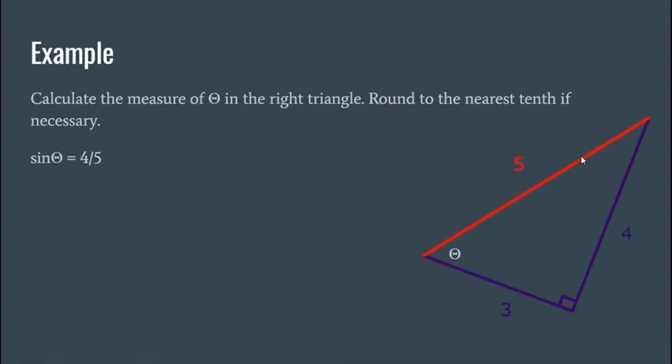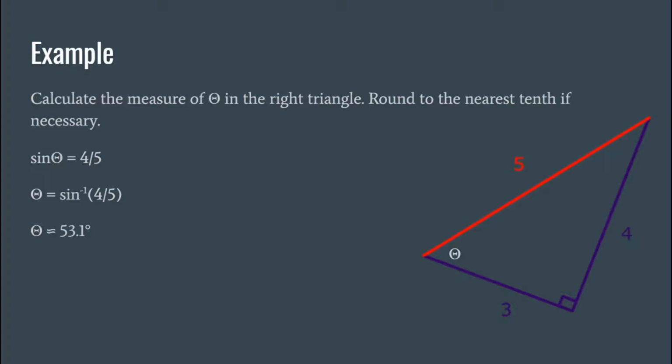So to solve for the angle, we're going to use the inverse function, which is inverse sine. And this is where you'll need a calculator. Since we're doing this in degrees, set your calculator to degrees and just type this in, and you get about 53.1 degrees.